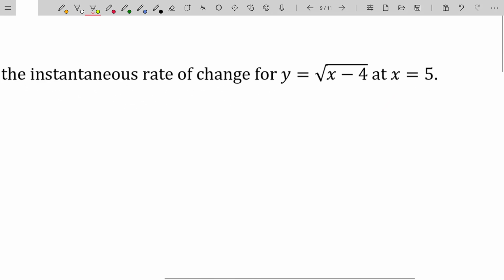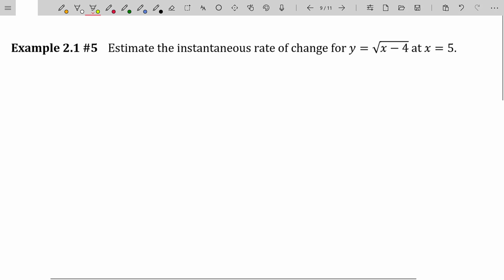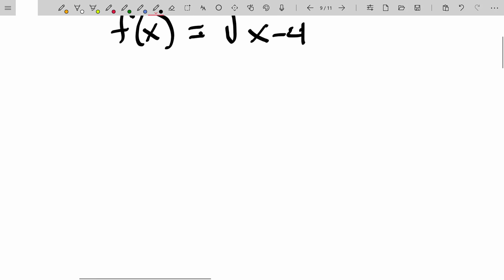Now, if you're finding the instantaneous rate of change, really what you're doing is you're evaluating the slope of the secant line as these 2 points get infinitesimally closer together. I always recommend starting with relabeling y equals the square root of x minus 4 as f of x equals the square root of x minus 4. And then focus in on the fact that this is really just a slope. The instantaneous rate of change really, truthfully, is a slope.